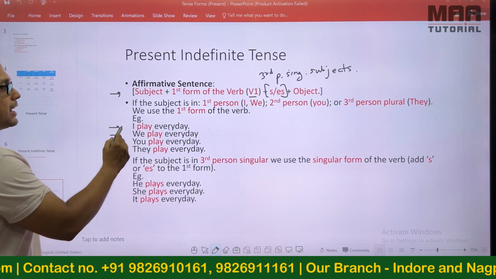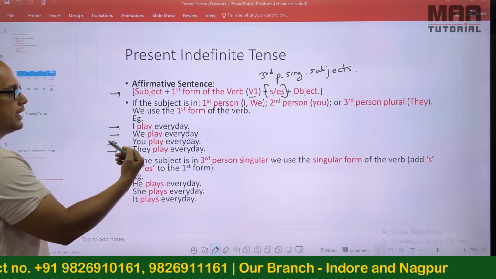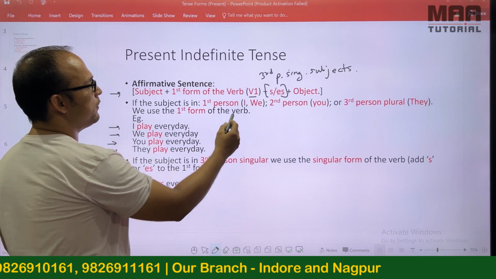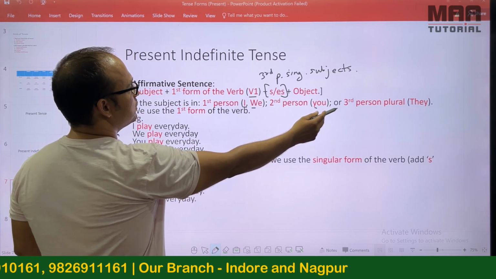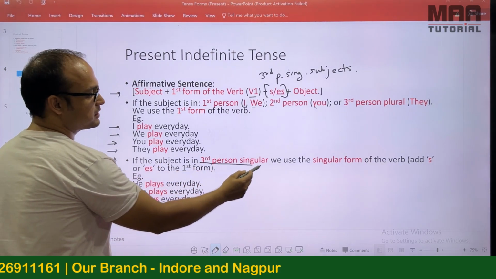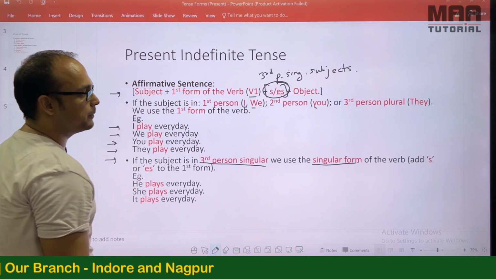We are talking about a habit every day. Har roz it happens. I play every day. We play every day. You play every day. They play every day. When are we using the first form? When it is the first person I, we, second person you, or third person plural. If, though, the subject is third person singular, then we use the singular form. What is the singular form? The S/ES form of the verb.